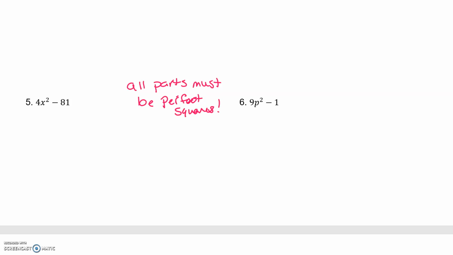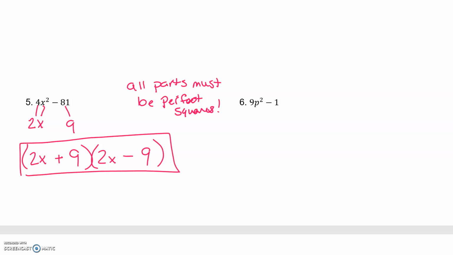Okay, well, is 4 a perfect square? It is, of 2. And x squared is a perfect square of x. 81 is a perfect square of 9. So you're going to see that the first term of each set of parentheses is actually going to be a 2x now, not just the x. And the second term of each set of parentheses is going to be a 9. Still keep the same rule, one gets a plus, one gets a minus. Again, if you want, you can check it by distributing or doing a box to multiply it back together.